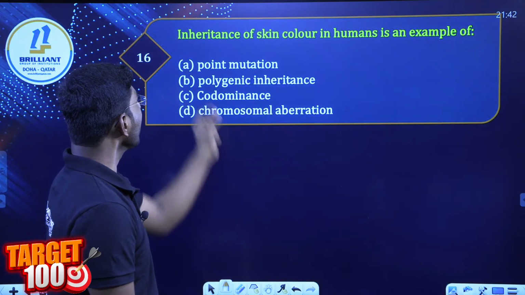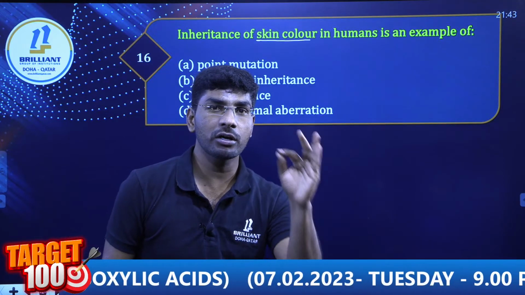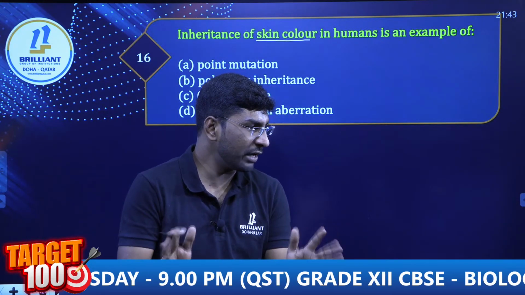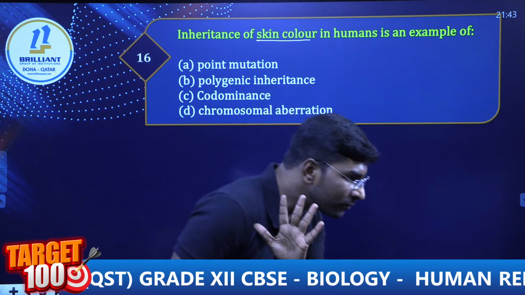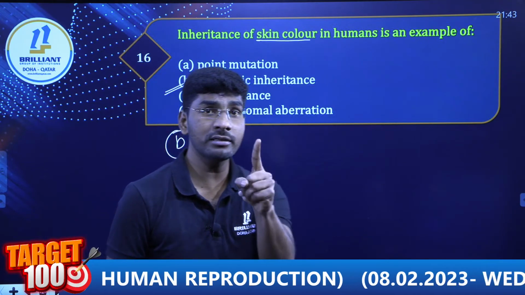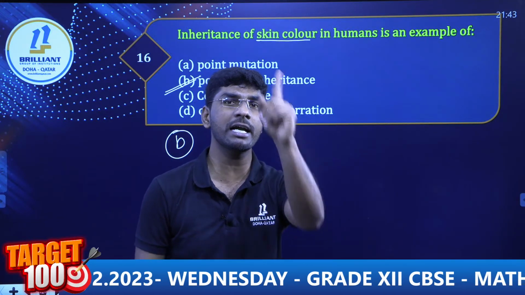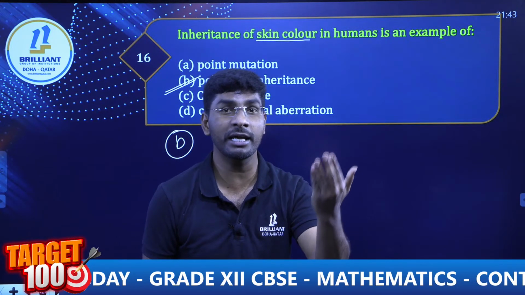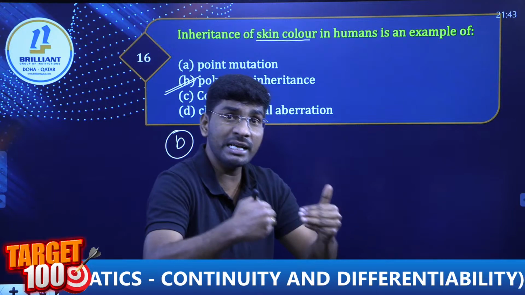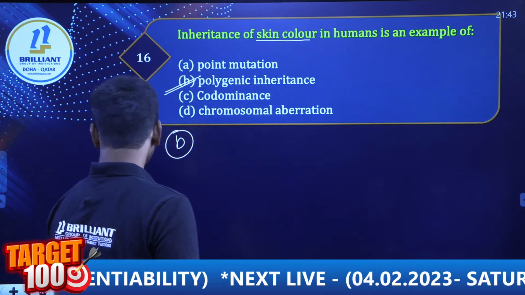Question number 15. Inheritance of skin color. Simple direct question. Skin color, human height, human skin color. What type of inheritance? Simple question. Very good, absolutely. Polygenic inheritance. What is polygenic inheritance? Many genes are controlling one trait, a single trait. Human skin color: capital A, capital A, capital B, capital B, capital C, capital C. There are 6 different genes. I told you, when the number of dominant genes increases, pigmentation also increases. Am I clear? Now, next question.